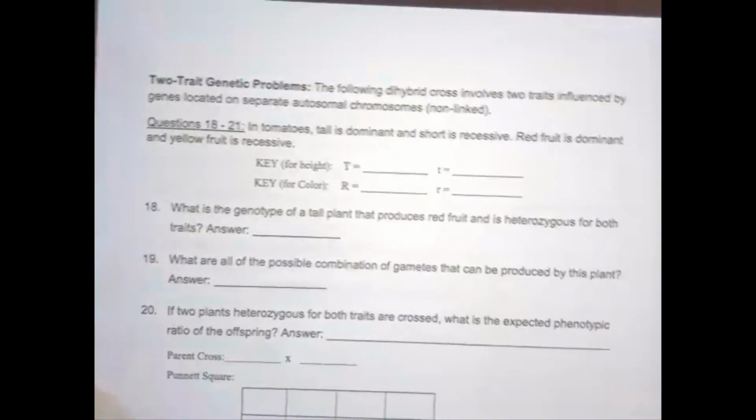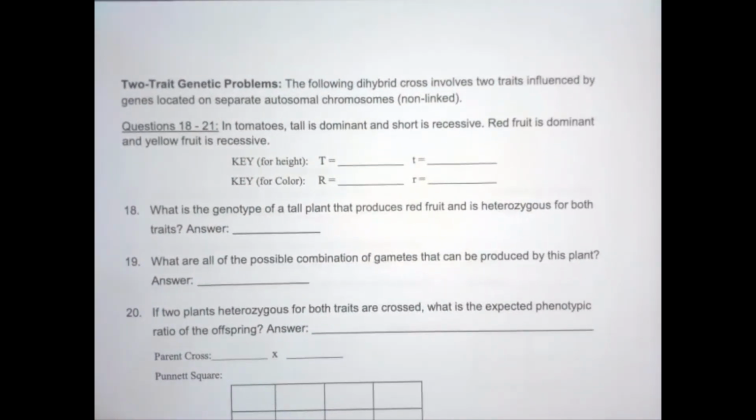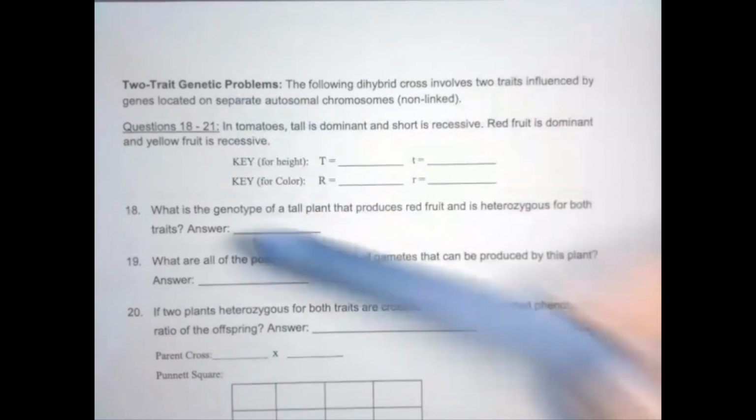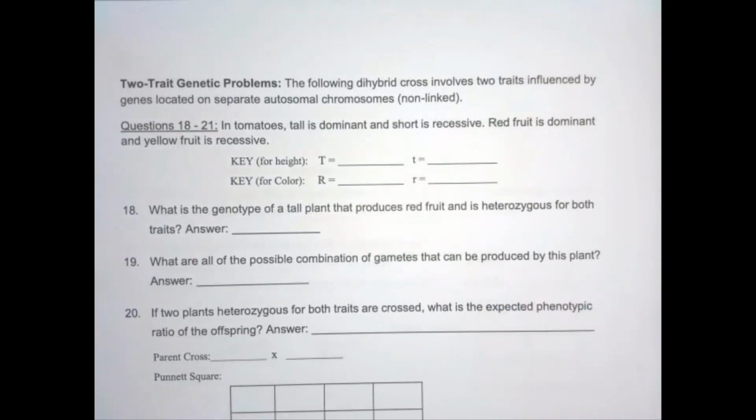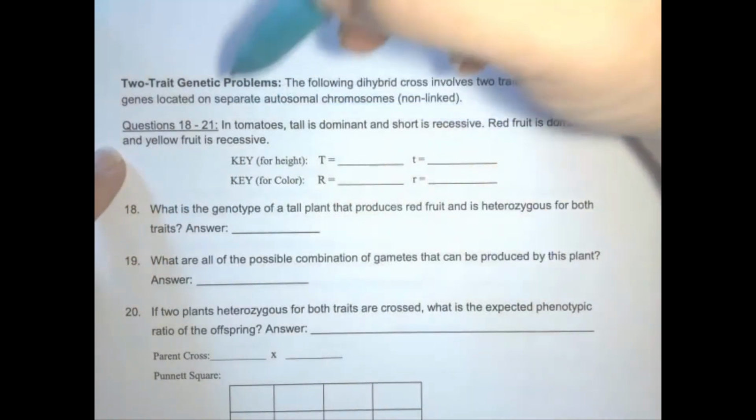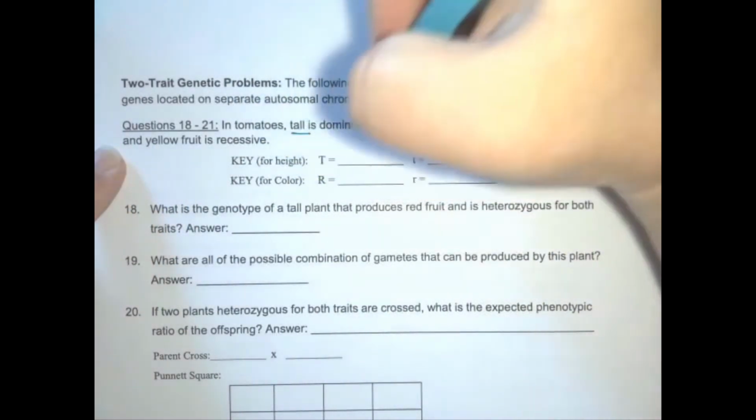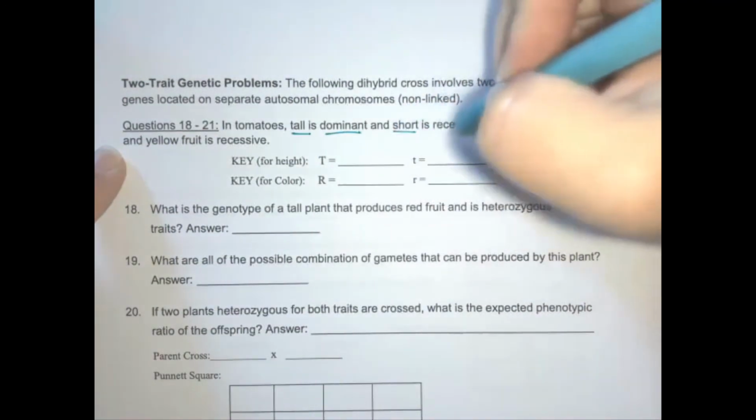Okay, so we're right here. Two-trait gene problems. The following dihybrid crosses are going to be involved. And I'm going to help you with 18 through 21. Well, 18 through 20, you're going to have to set up 21 by yourself.